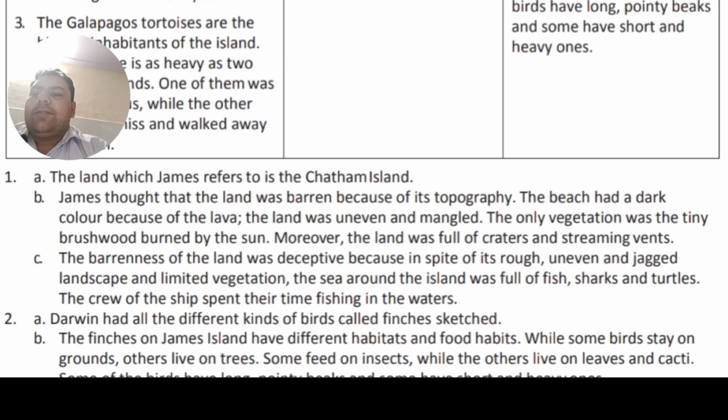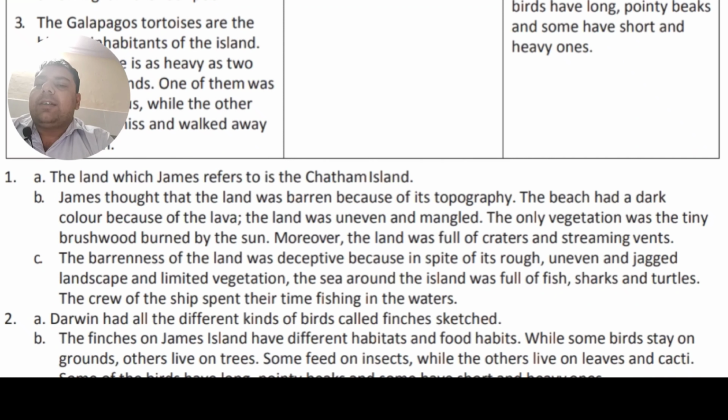If it is a 1 mark question, then you can answer like this. If it is 2 or 3 marks, then you can write the whole answer. The beach had a dark color because of the lava. The land was uneven and mangled. The only vegetation was tiny brushwood, burned by the sun. Moreover, the land was full of craters and steaming vents.